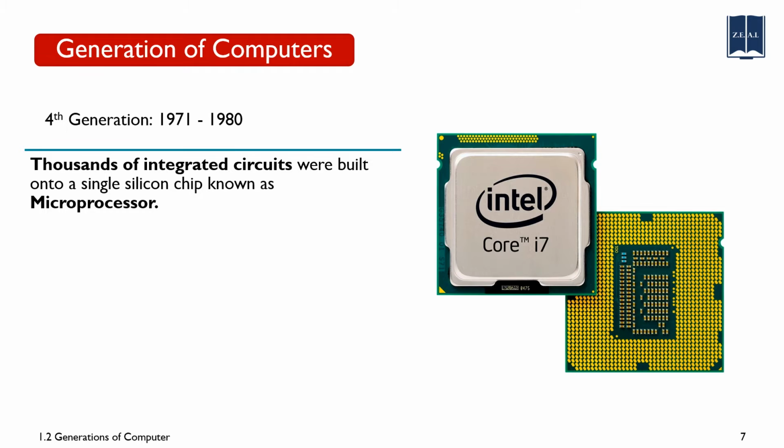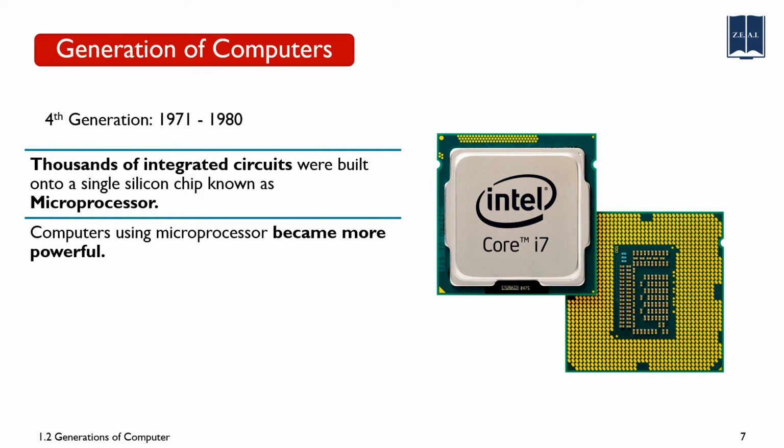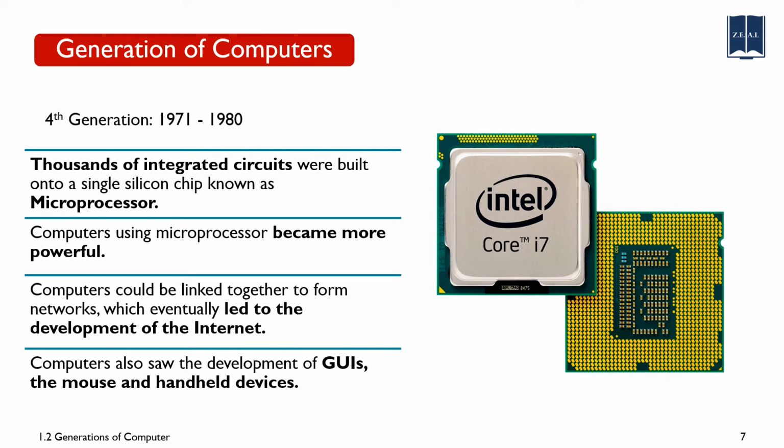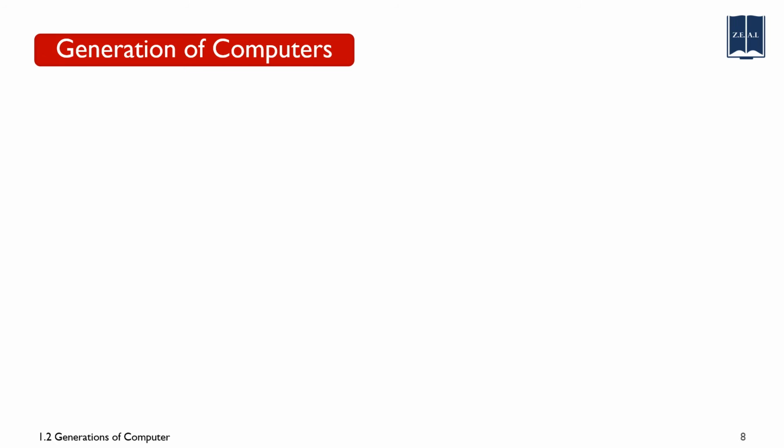As these small computers became more powerful, they could be linked together to form networks, which eventually led to the development of the internet. Fourth generation computers also saw the development of GUIs, the mouse, and handheld devices.